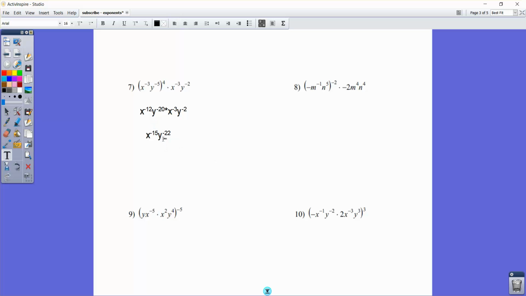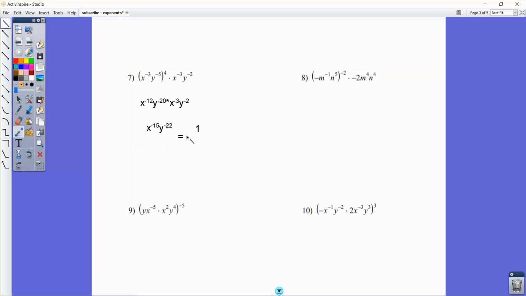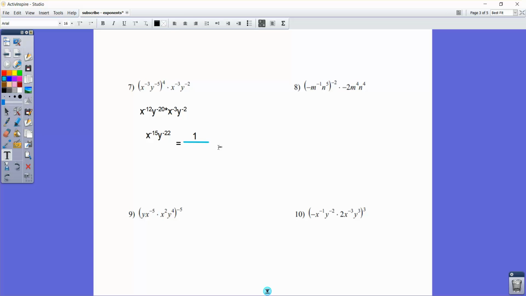So now, just as before, this time we have 2 exponent bases that need to go down to the denominator. We have nothing left in the numerator, so we have to include a placeholder 1 on the top here. So that 1 will go up here, and then let's throw in our fraction bar. And then on the bottom, we are going to have x to the 15th, y to the 22nd. And those will be on the bottom, and there's your final answer.